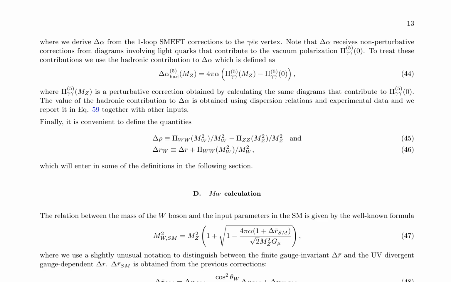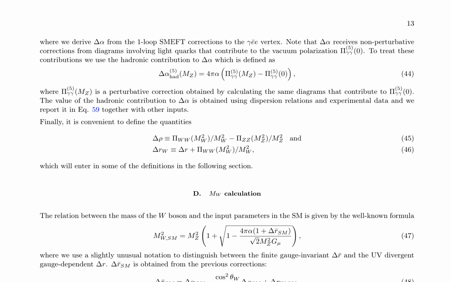The authors derive the hadronic contribution to delta R, defined as delta R_had(mz) equals 4 pi alpha(mz) Delta alpha_had, using dispersion relations and experimental data. They then relate the mass of the W boson to input parameters in the Standard Model, SM, and the Standard Model Effective Field Theory, SMEFT. The authors define several quantities, including delta R_W, delta R, G1, G2, F1, and F2, which enter into the definitions of the W boson mass.